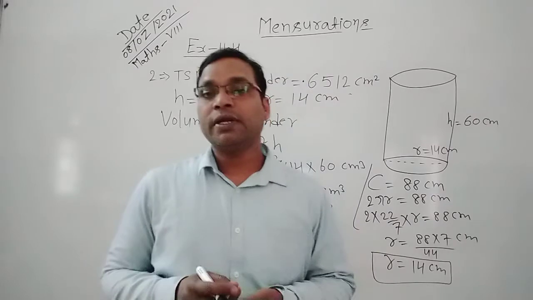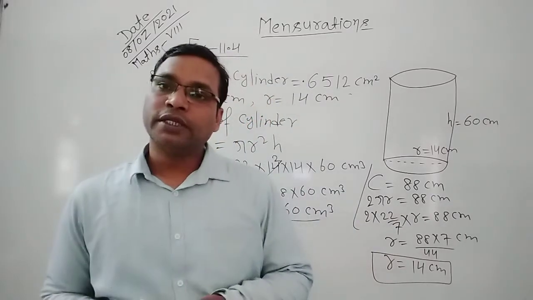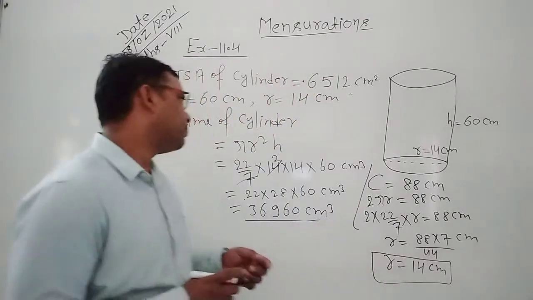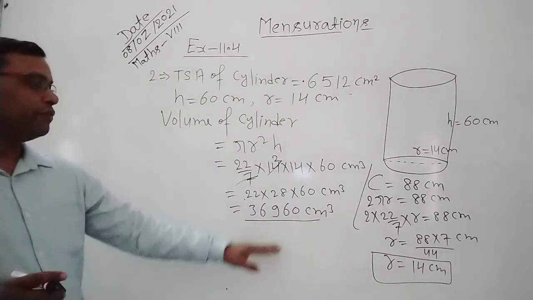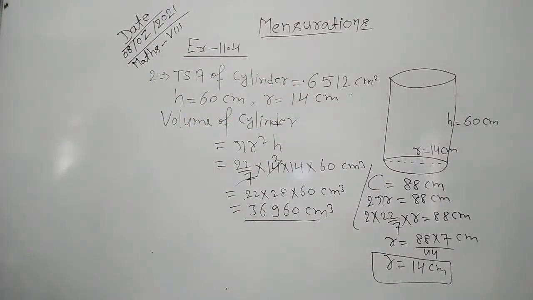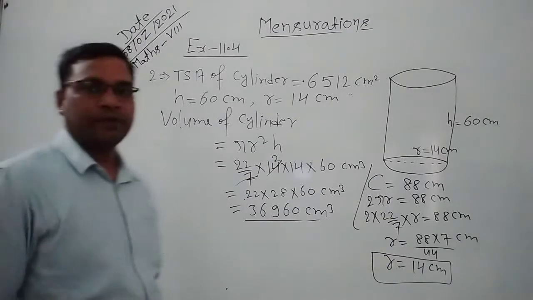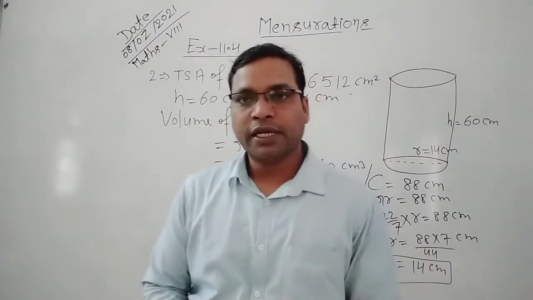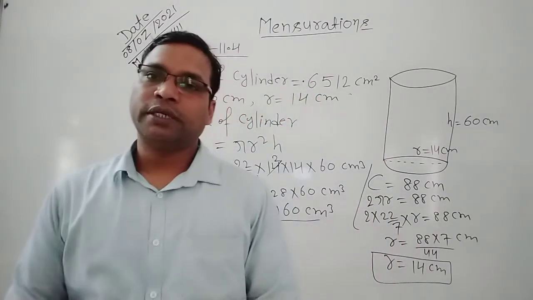After this you know very well how to find the volume of cylinder. This is equal to pi r square into h. So we put the value of r and h and we get 36,960. This is the volume of cylinder whose height is 60 centimeter and radius is 14 centimeter. We find it. Now we are going to discuss next question, question number 3 of this exercise 11.4, chapter 11 mensuration.